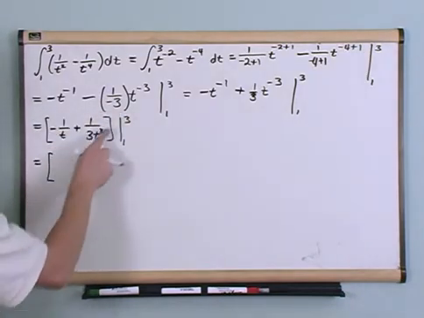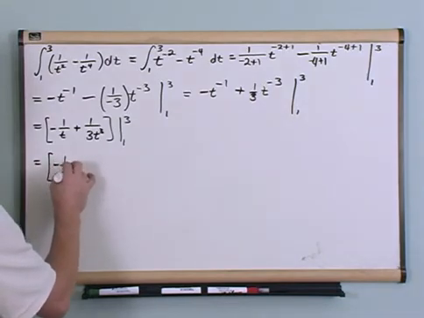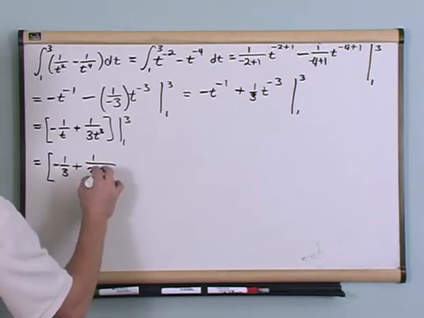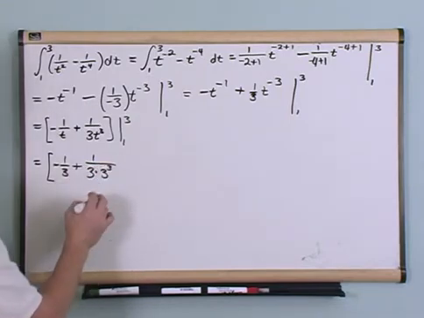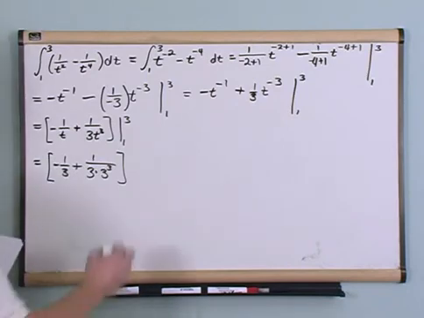So in order to do that, I need to plug my 3 in. So I'm going to have negative 1/3 plus 1 over 3 times 3 to the 3rd power. I just plugged the 3 in there. Nothing too fancy there.